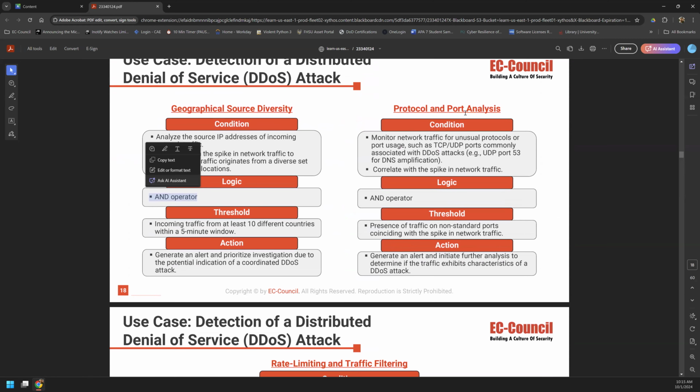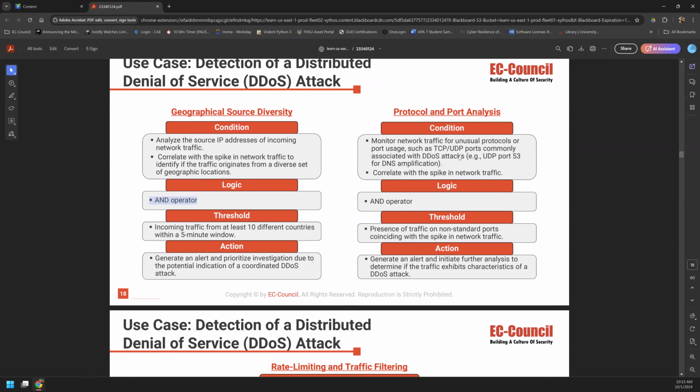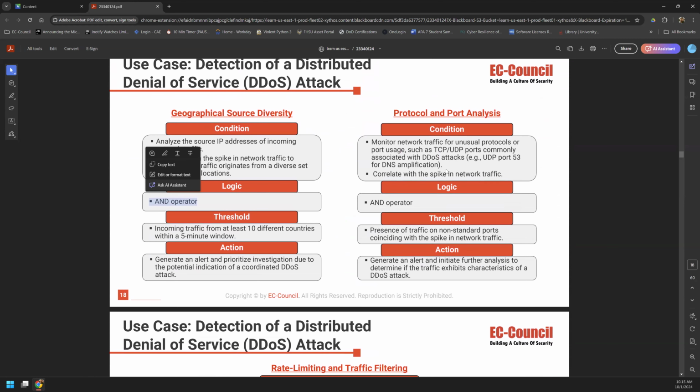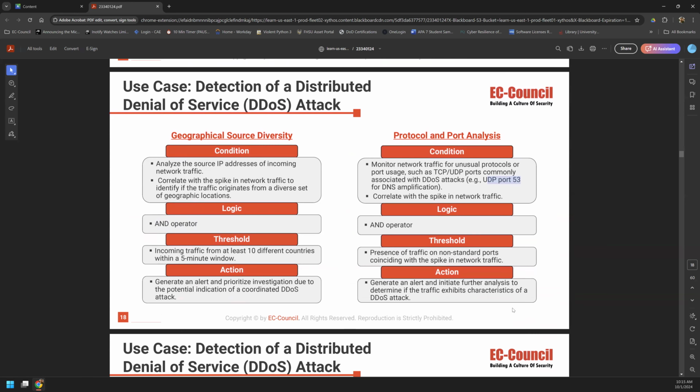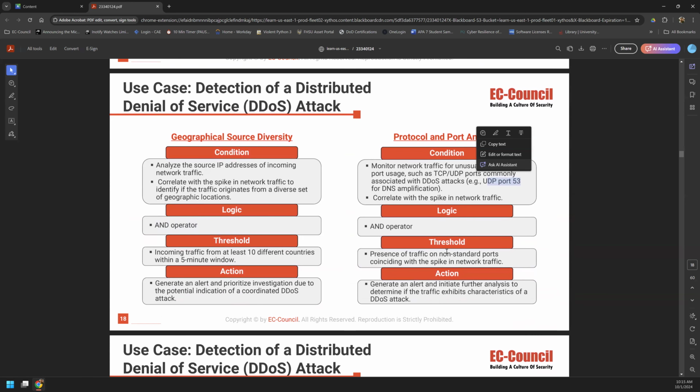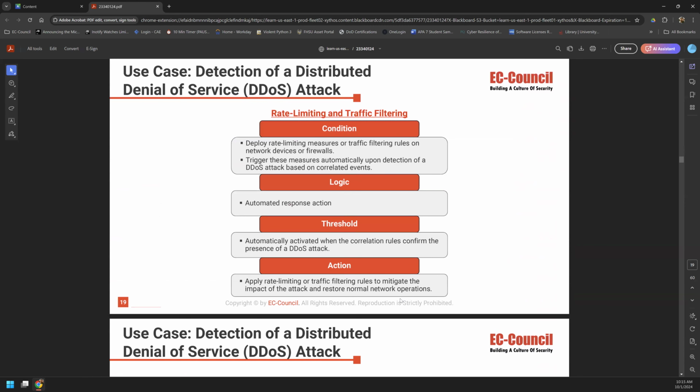On our protocol and port analysis, monitoring any kind of network traffic for unusual protocols or port usages, specifically for TCP and UDP ports commonly associated with a distributed denial of service attack, something like UDP port 53 for DNS amplification. Correlate that with the spike in network traffic that comes back over here. Any kind of presence of traffic on non-standard ports coinciding with the spike up above. And then we'll again generate an alert to go through there.